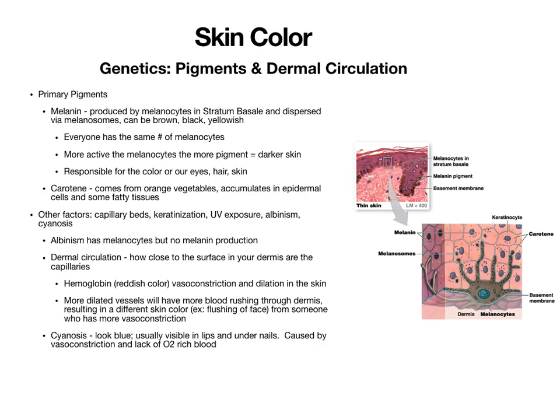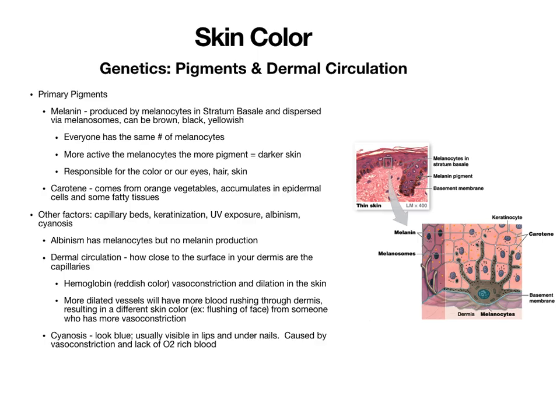Then we also have keratin, which comes from our orange vegetables. This accumulates in the epidermal cells and in some fatty tissues. Other factors that can influence the color of our skin are our capillary beds, our keratinization, our UV exposure, albinism, which we have also talked about, and cyanosis.